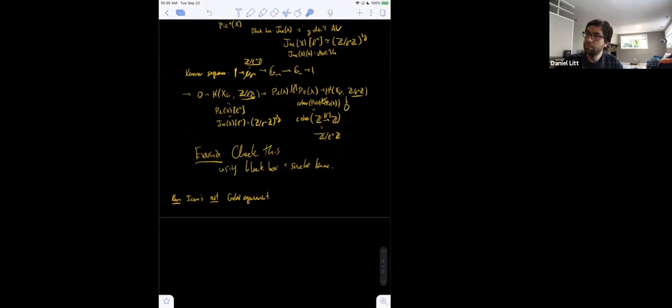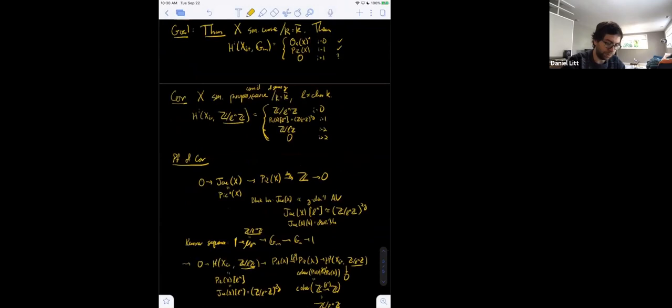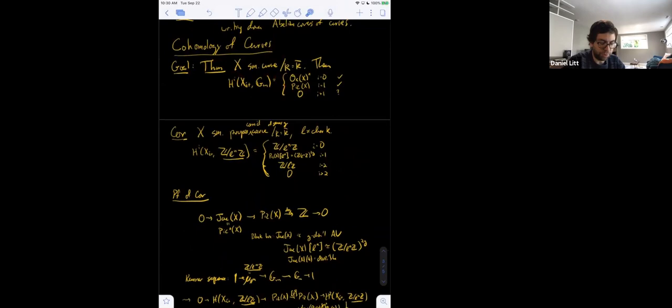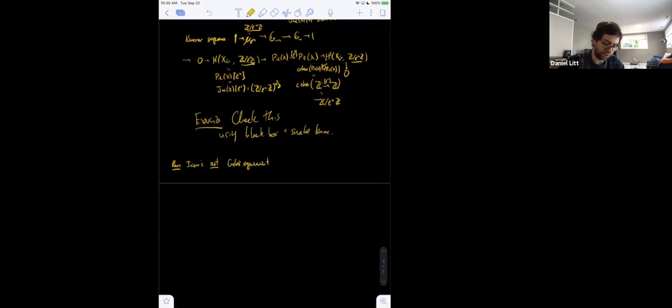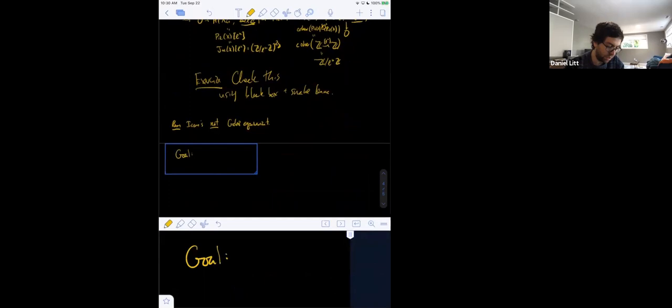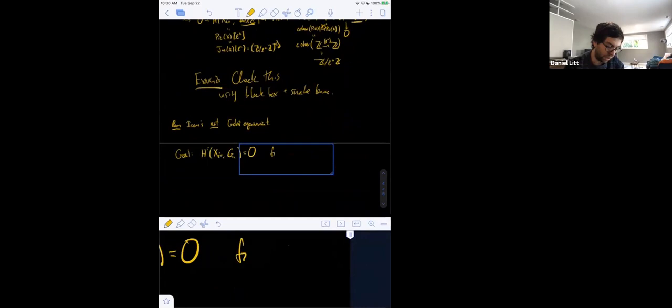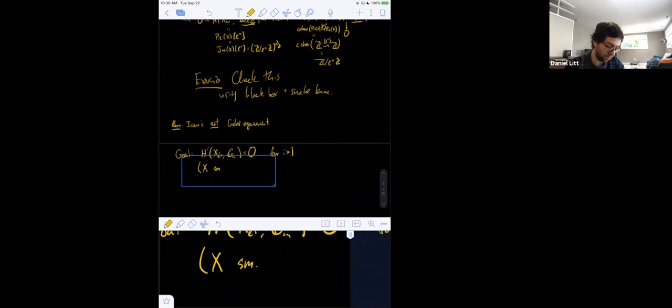Okay. So let me just remind you what we're trying to do now: we're trying to prove this goal theorem, which computes the Étale cohomology of GM on a smooth curve over an algebraically closed field. We've already computed H0 and H1, and now what we want to show is that H^i of X Étale GM is zero for i bigger than one. So let me rewrite that as our goal, and then I'll discuss the ingredients. The goal now is to show that H^i of X Étale GM equals zero for i bigger than one, where X is a smooth curve over an algebraically closed field.